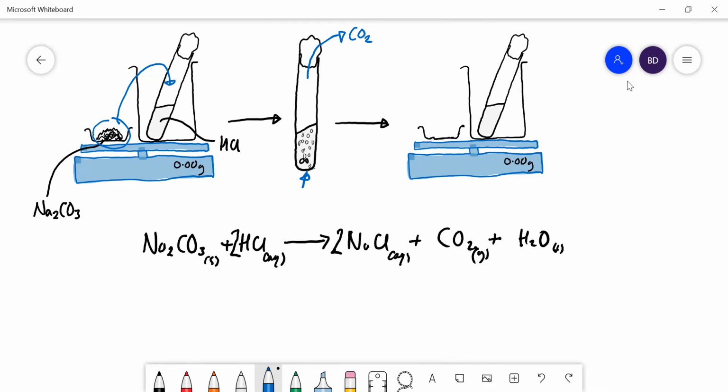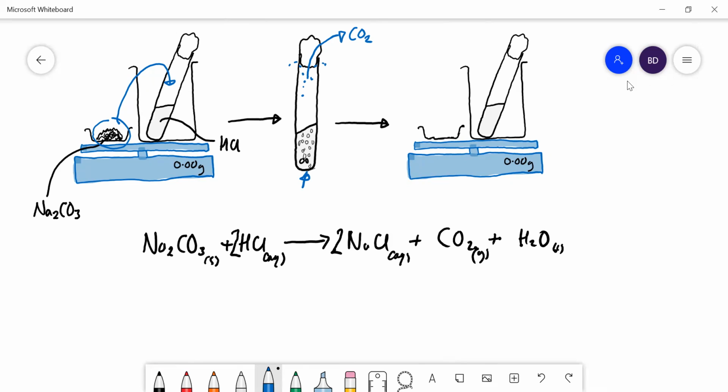Incidentally, it's a good idea to not just leave it open, but have a cotton wool bung there, because it's fizzing, you get little splashes that can come out, and that would mess up the experiment. So the carbon dioxide is allowed out, but the water droplets will stay in.